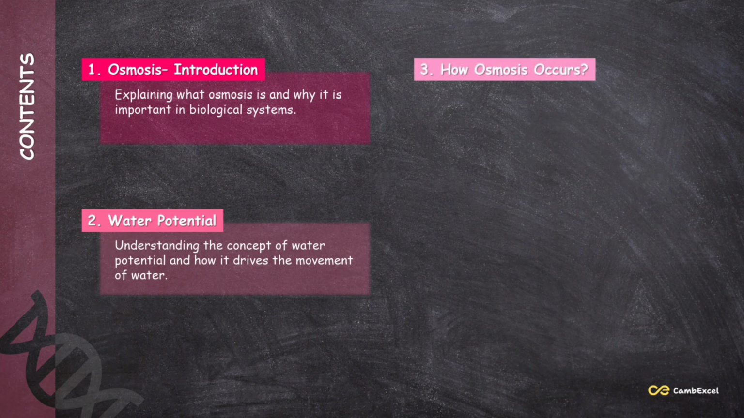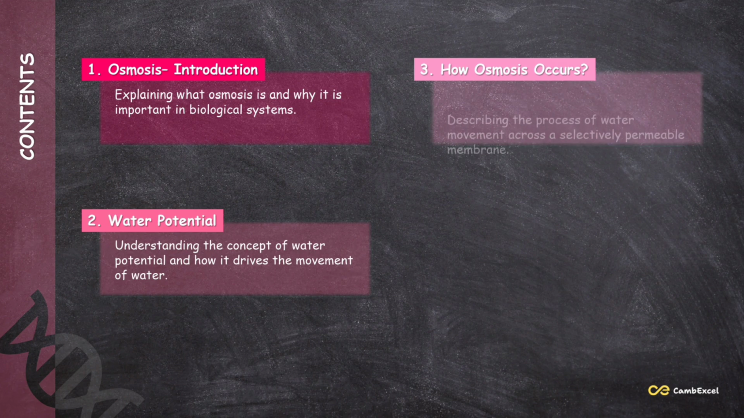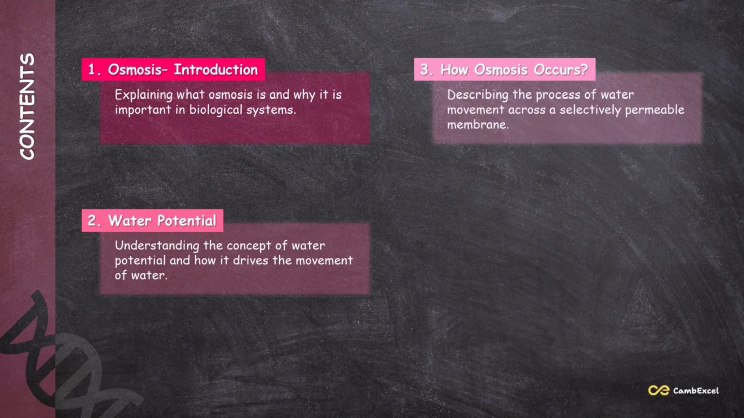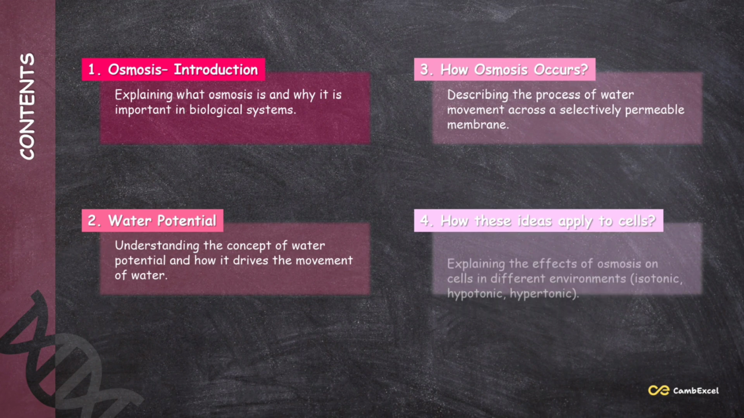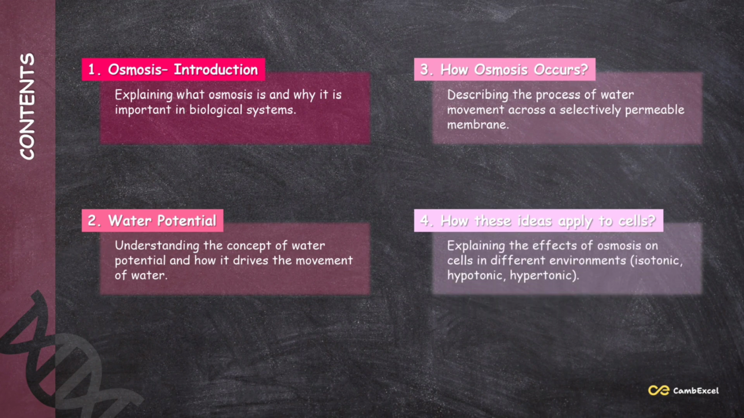Next, we will see how osmosis occurs, and we will describe the process of water movement across a selectively permeable membrane. And at last, we will see how these ideas apply to cells, and we will explain the effects of osmosis on cells in different environments.